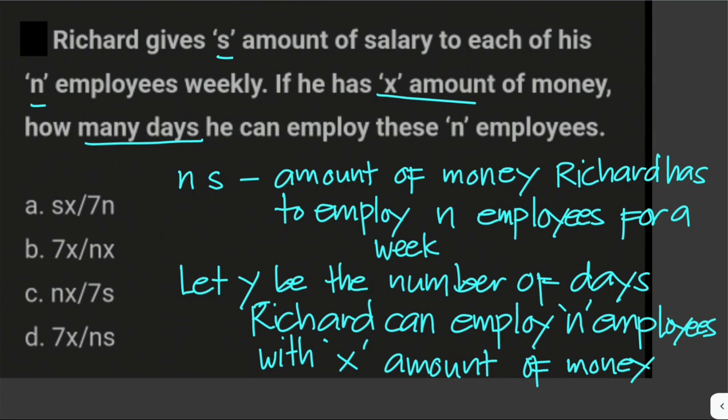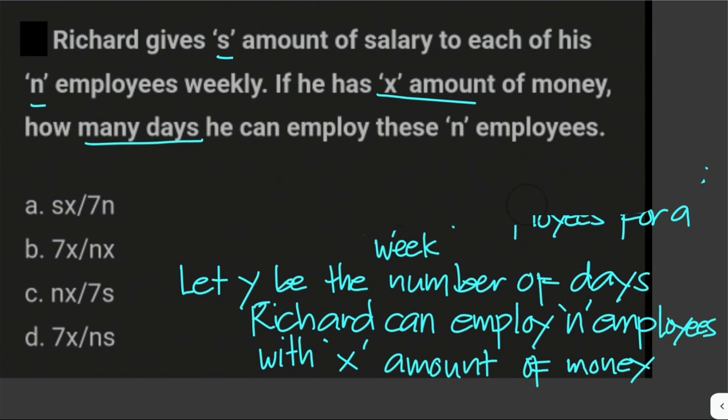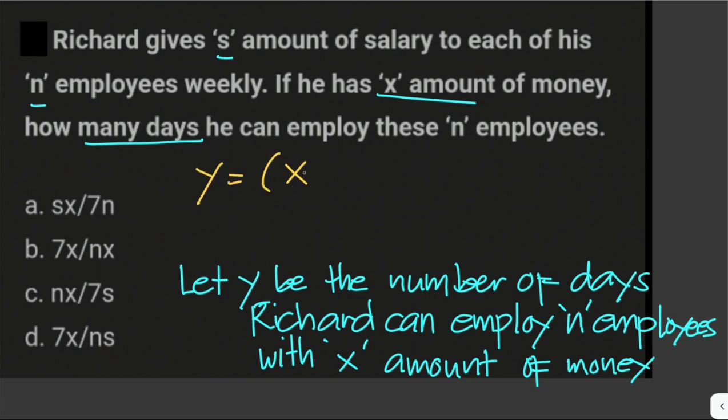So we can set up an equation here. So that would be the number of days is just equal to the amount of money times the number of days in 1 week. So 7 days times NS. Okay, take note that NS here is the amount of money to employ N employees for a week.